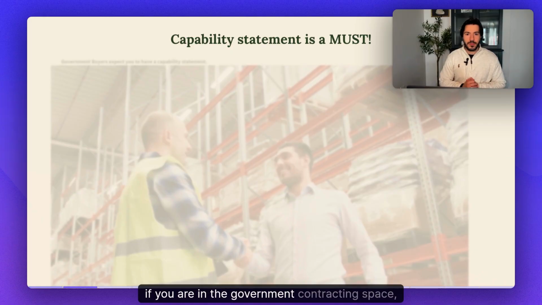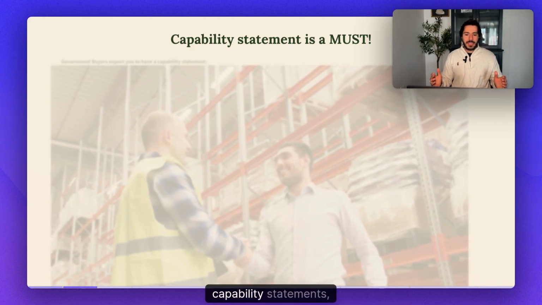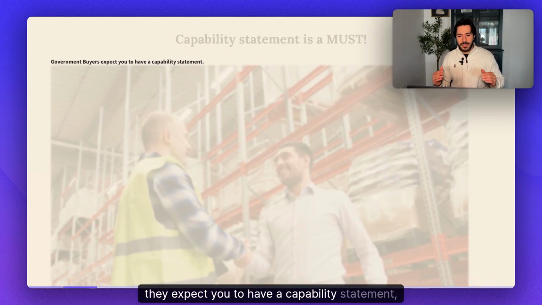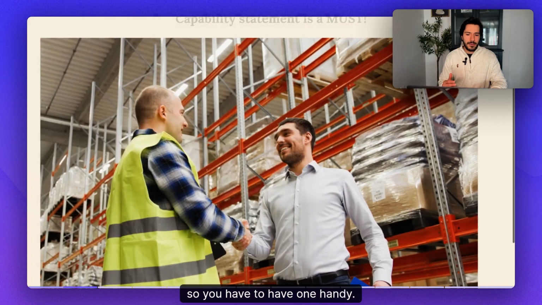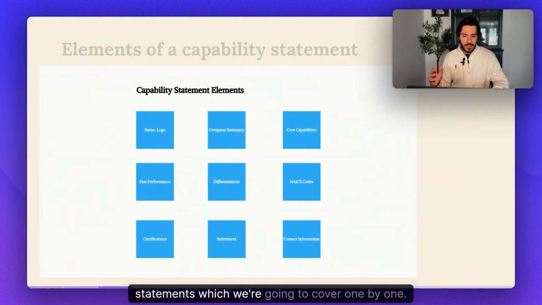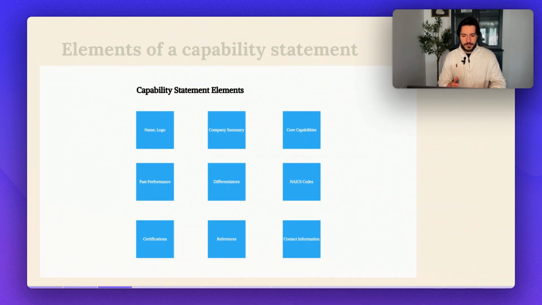If you are in the government contracting space, capability statements are a must, you have to have them. Usually government buyers and agencies expect you to have a capability statement, so you have to have one handy. There are 9 elements of a capability statement, which we're going to cover one by one. So it's your name, logo, and so on.